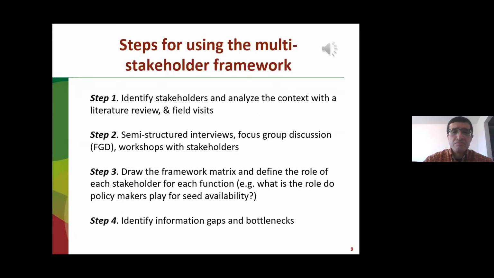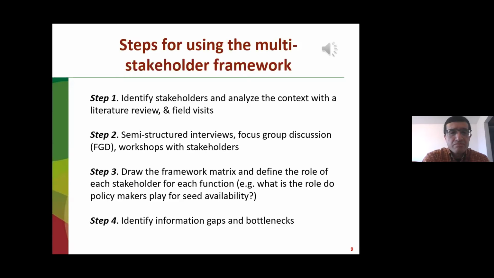Okay, moving on to the steps for using the framework. We have 6 steps. The first one is to identify the stakeholders and analyze the context with a literature review and field visits. I think it is very important to have a thorough literature review on the seed system and the crop in a certain area, and also field visits to identify the stakeholders and have a feeling of what's happening in the seed system. Then we can use several methodologies like semi-structured interviews or focus group discussions or workshops with the stakeholders. So we need to organize this.